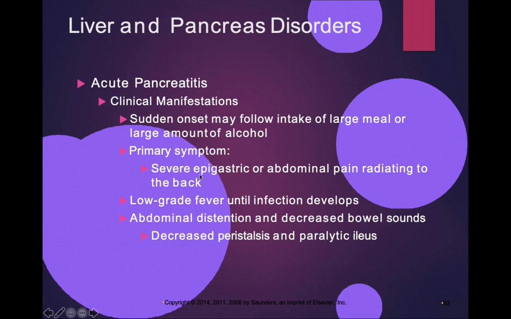The primary symptom is severe epigastric or abdominal pain that radiates into the back. There could be a low-grade fever and abdominal distension. And you can get decreased bowel sounds due to decreased peristalsis, the muscular contractions decrease, and paralytic ileus, which could be nerve damage from the parasympathetics, creating decreased movement.